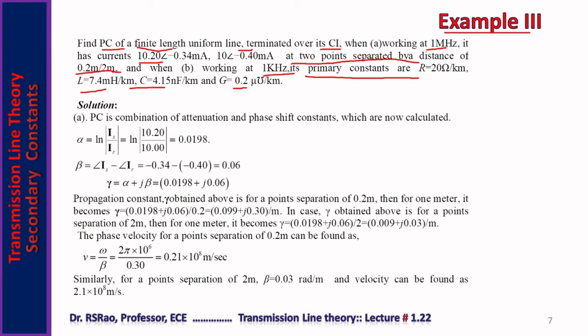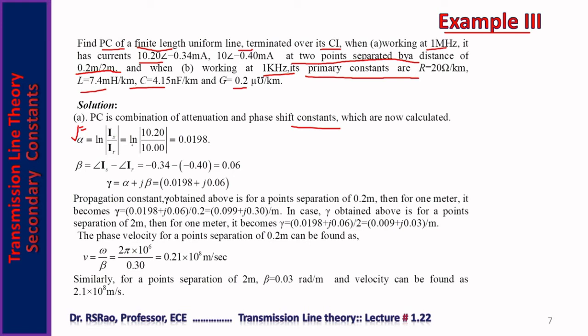Two parts are there in this problem. In A, again 2 parts are there: distance 0.2 meters, distance 2 meters. So solution A. First we consider A. The propagation constant is a combination of attenuation and phase shift constants. Attenuation constant alpha is the natural logarithm of IS by IR. IS means sending end current, IR is receiving end current, when these points, sending end point and receiving end point, are separated by unit distance. That is the way alpha is defined.